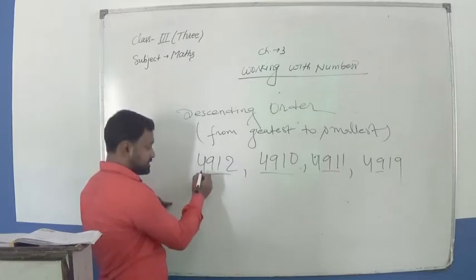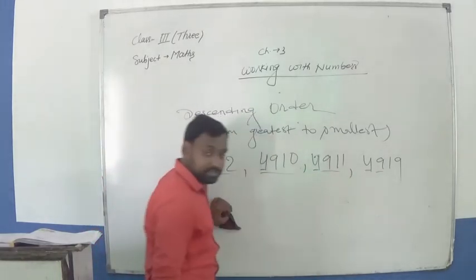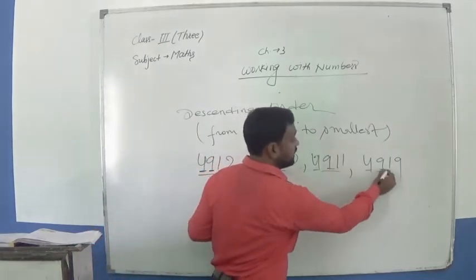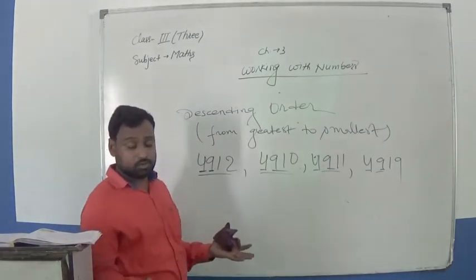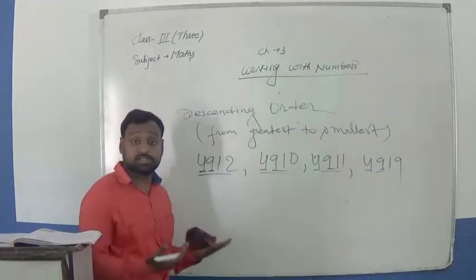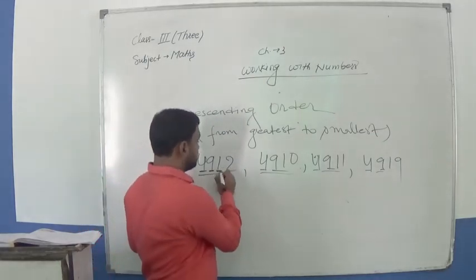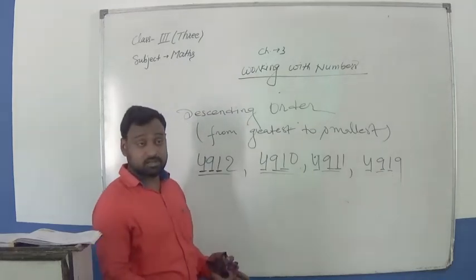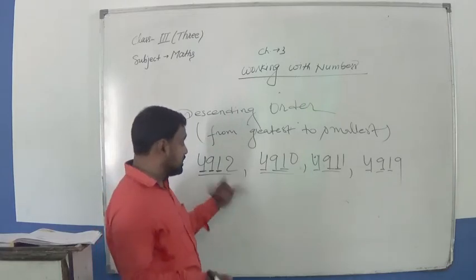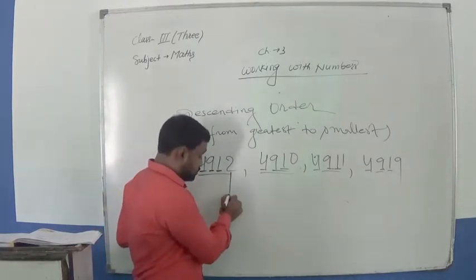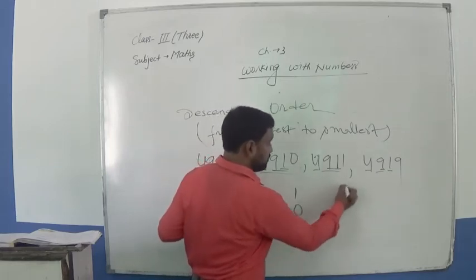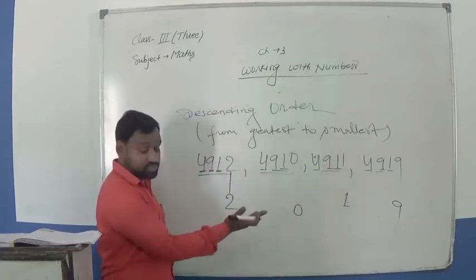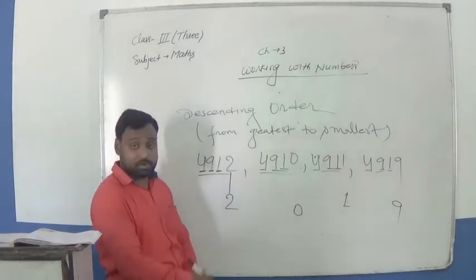The second rule says first compare the first digit from the right. Having the same, it can't be determined. Second digit, 9, 9, 9, 9, having the same digit. So here also we can't determine which is smaller and which is greater. Now at the third position, 1, 1, 1, 1. Here also the same digit, so we can't determine. Now we have the last option. It is 2, it is 0, it is 1 and it is 9. Now we can easily determine which is largest and which is smallest.